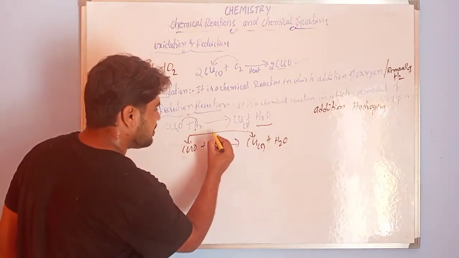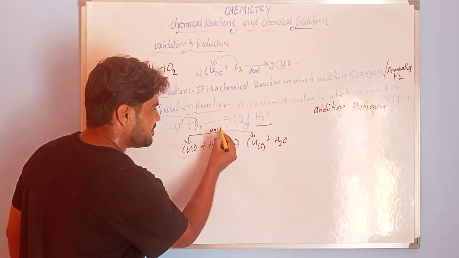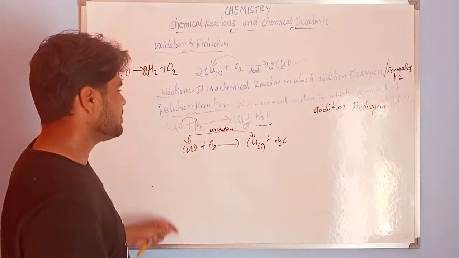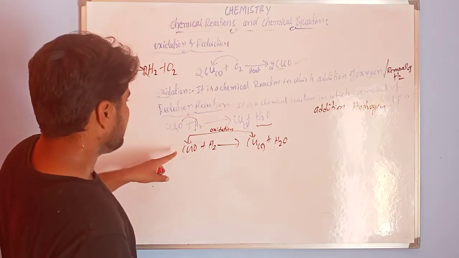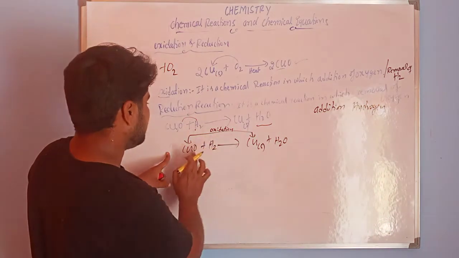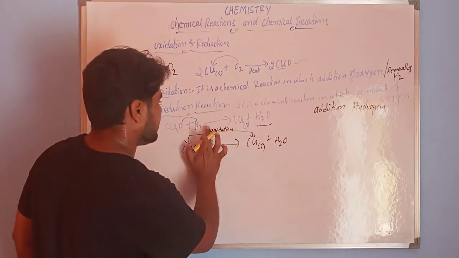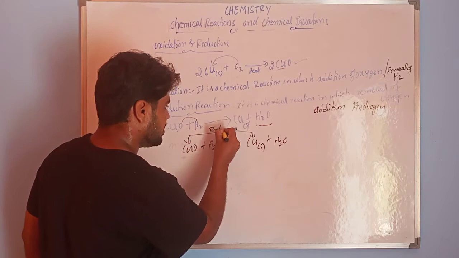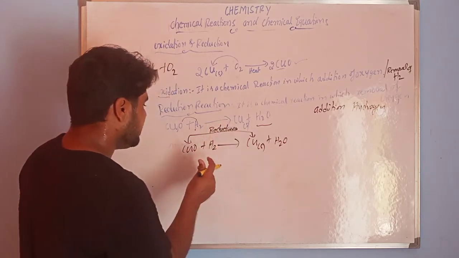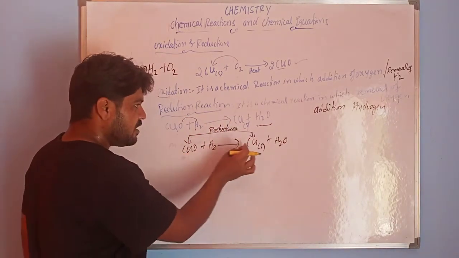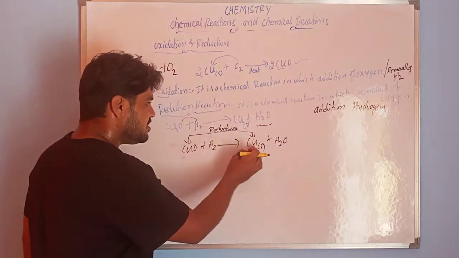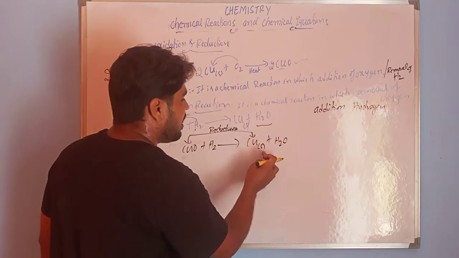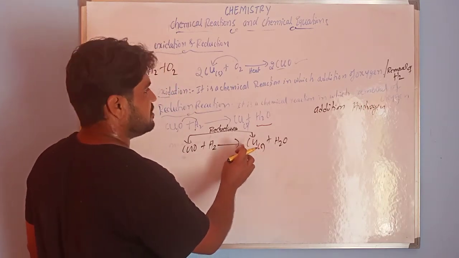This we call an oxidation reaction. Why do we call this an oxidation reaction? This is a reduction reaction, Cu2O. This is a reduction because, from this CuO, in the products observe, oxygen is removed. That's why this is a reduction reaction.